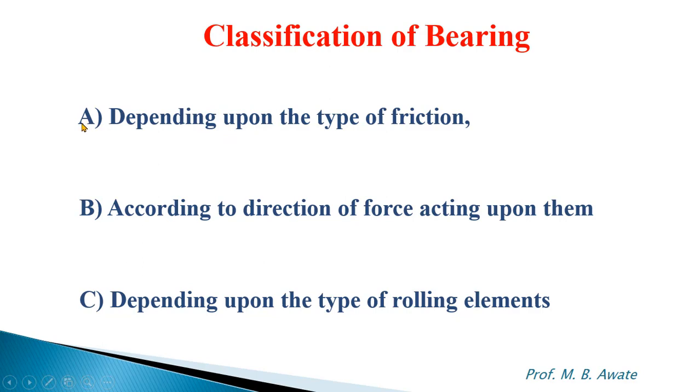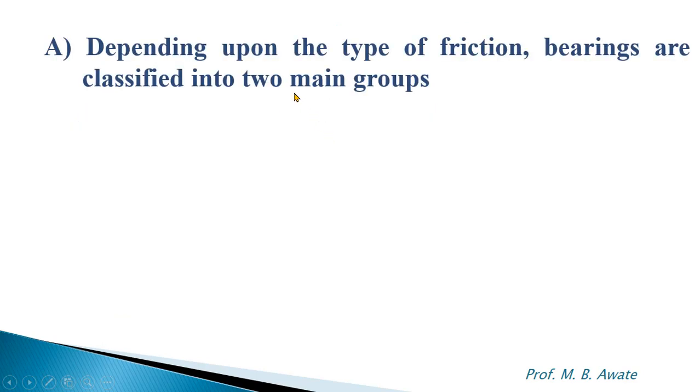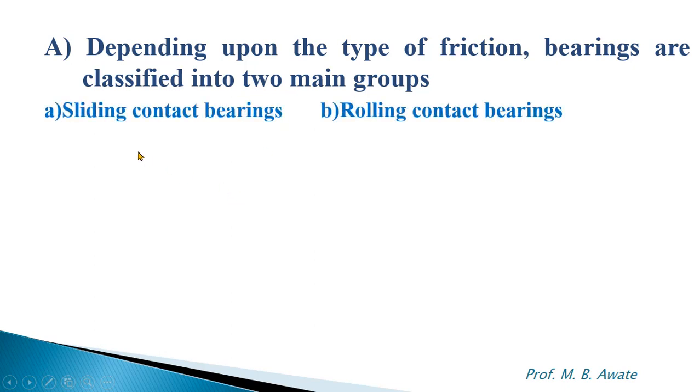So we will start with the first head, that is nothing but classification of bearing depending upon the type of friction. So see here, depending upon the type of friction the bearings are classified into two main groups. First one is known as sliding contact bearings and second one is known as rolling contact bearings. So we will start with the sliding contact bearing.